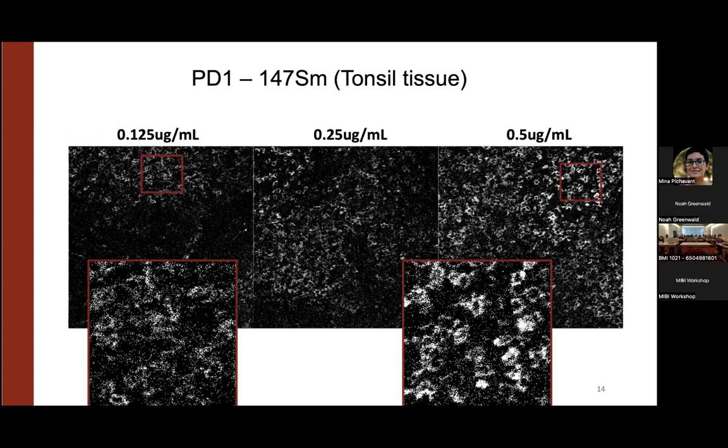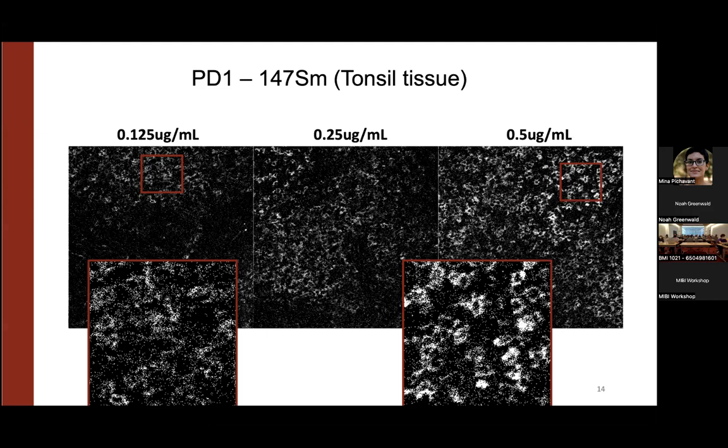Here, looking at just the titer, this is an example of a dramatic difference from going from a very low titer to a higher titer, but in this case, of course, it's lower micrograms per mil. At 0.125 micrograms per mil, you can see signal, but it's really hard to make out the cells. But at 0.5 micrograms per mil, you can see clear membrane staining, which is what is expected of PD-1.